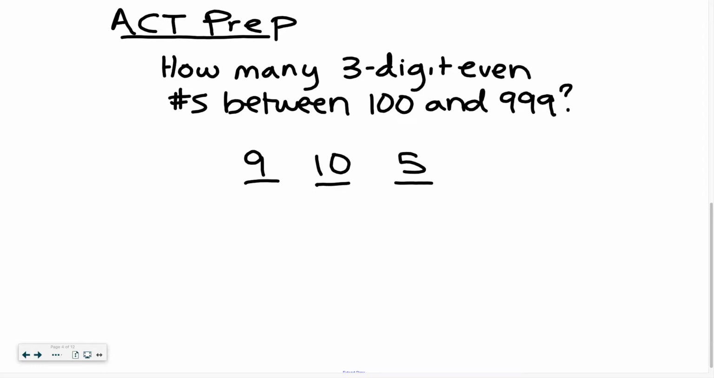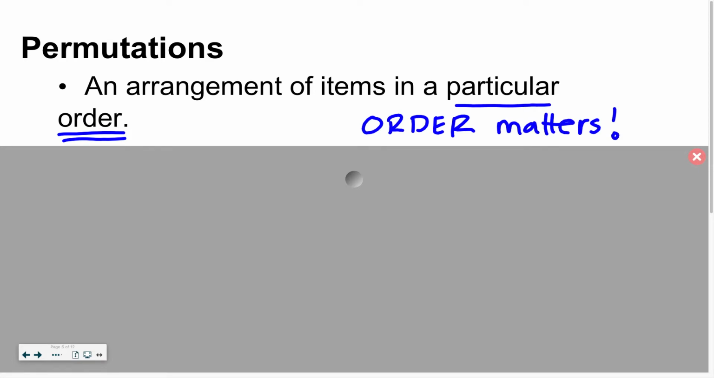So there are some different ways that we could ask about things, and you might use the fundamental counting principle. Okay, let's talk about permutations. The definition for permutations, that might be a word that you haven't heard before, is an arrangement of items in a particular order. And the most important part about this definition is the word order. So I'm also going to write down here, and this is going to mean more tomorrow when order doesn't matter, but I'll write it today and say order matters.